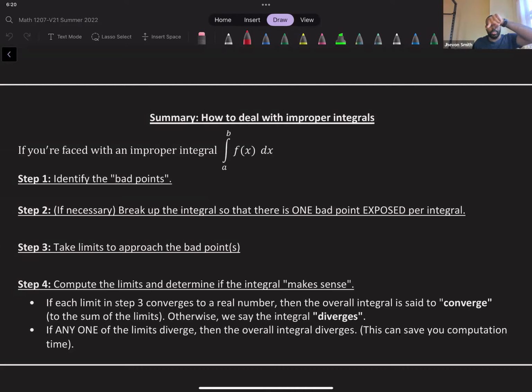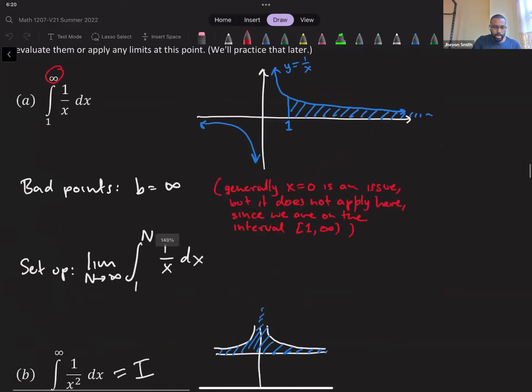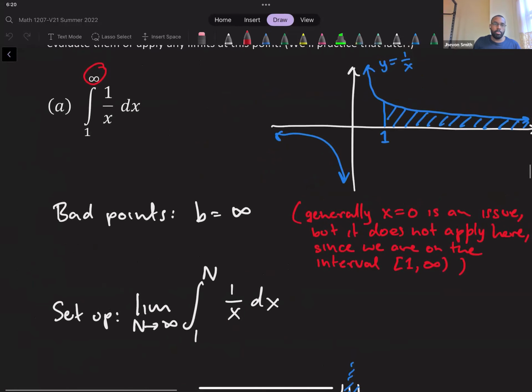And if the integral converges, meaning it gives you a finite real number, and this happens for all the integrals, you say that the improper integral converges to whatever the sum of those numbers is. And if any one of those limits messes up, you say the integral diverges. So we did some examples of that. Sometimes you don't have to break it up because there's only one bad point and it's already exposed. So you can just take that bad point, replace it with a letter, and take a limit approaching it.